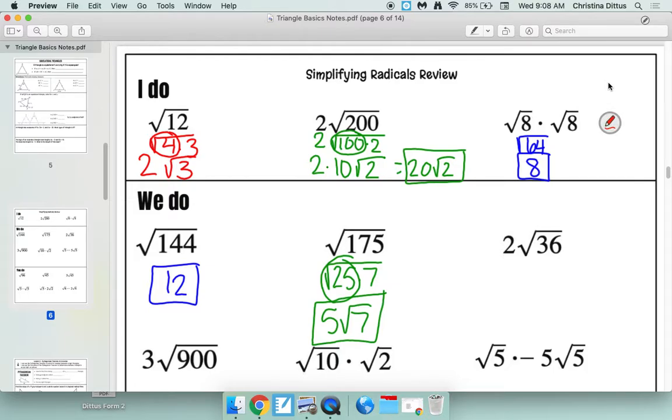Here, what's the square root of 36? 6. So I have that 2 out front already, so 2 times 6 gives me 12.